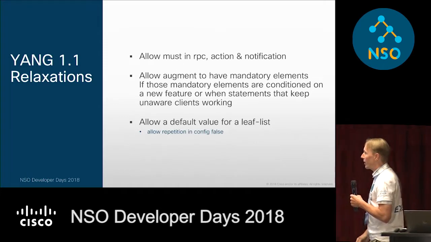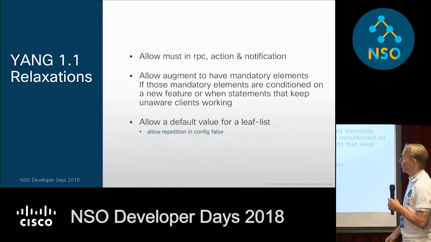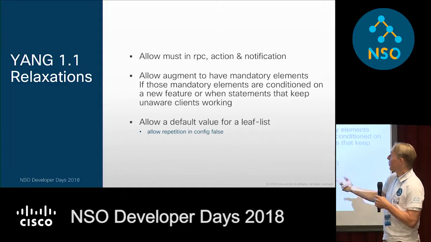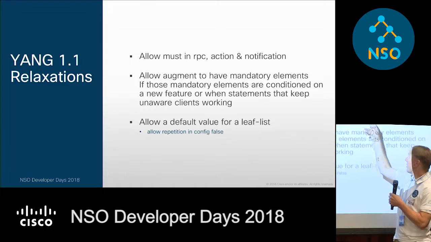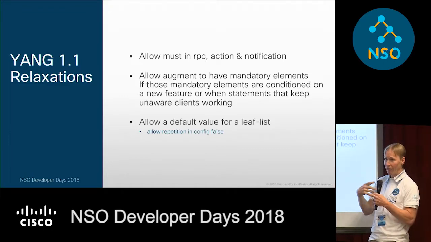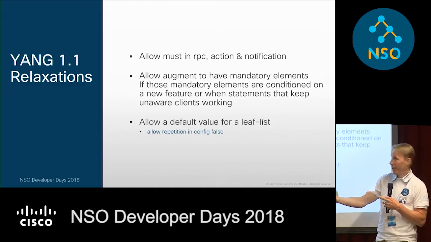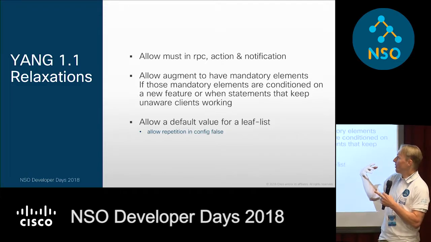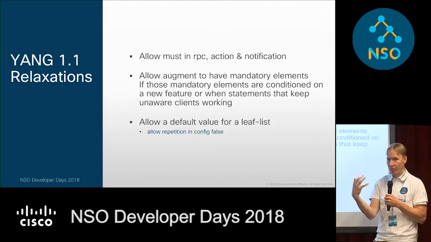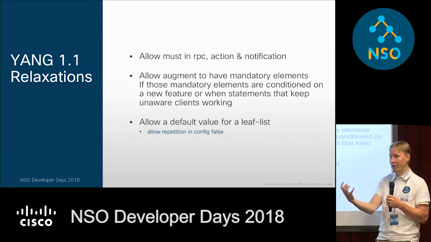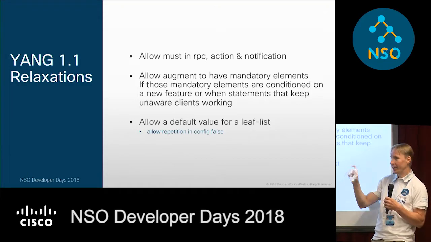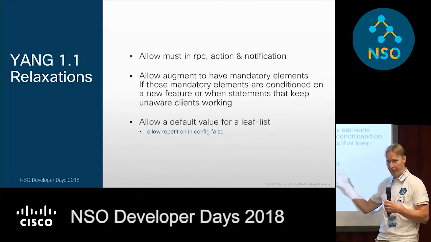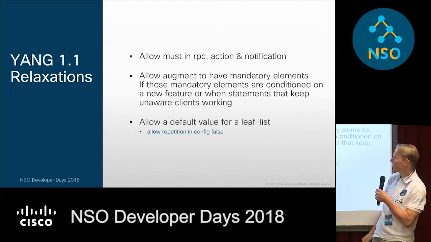Another thing that's new in Yang 1.1 is relaxations, because must exists already in Yang 1.0, but you can now use must in RPCs, actions, and notifications. So you can have must constraints describing the data. In a notification, the must is still relevant because it gives you information about the data that you will receive back. It gives you guarantees. When you get this data, it's either that, or this one is always larger than that, or whatever it is that you describe in your must statement.